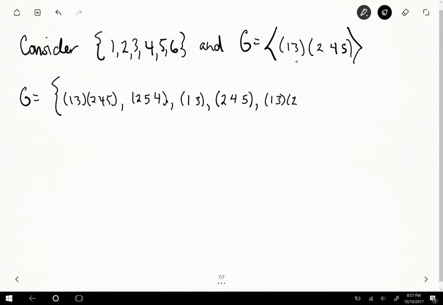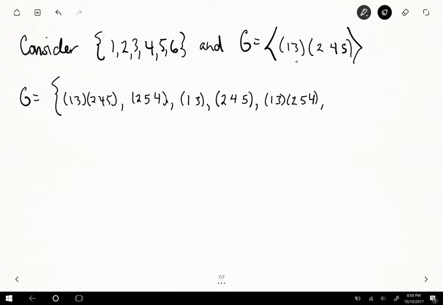And where does 2 go? 2 goes to 4, and 4 goes to 5, so you get 2 goes to 5. Then 5 goes to 2, and 2 goes to 4, so you get another 4 there. And then 4 goes to 5, and 5 goes to 2, and luckily we close that off. And hopefully you're catching the trend here for this group of permutations.